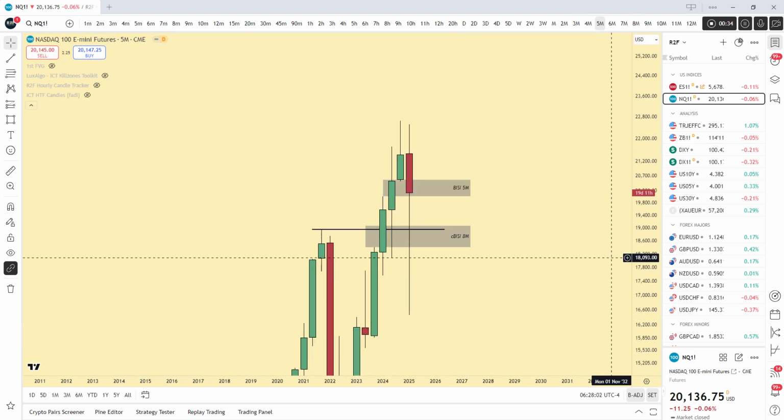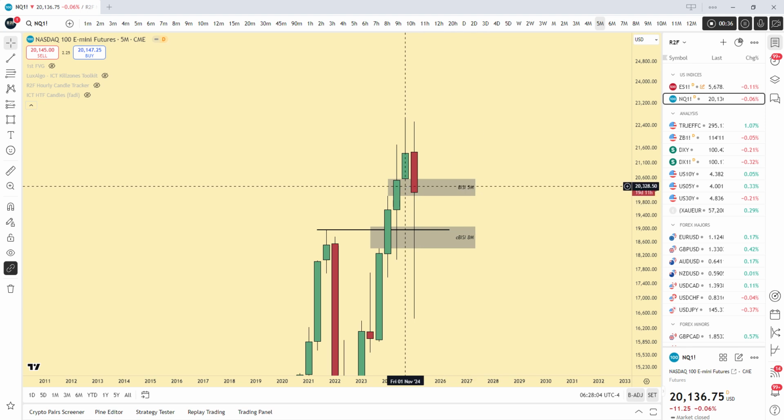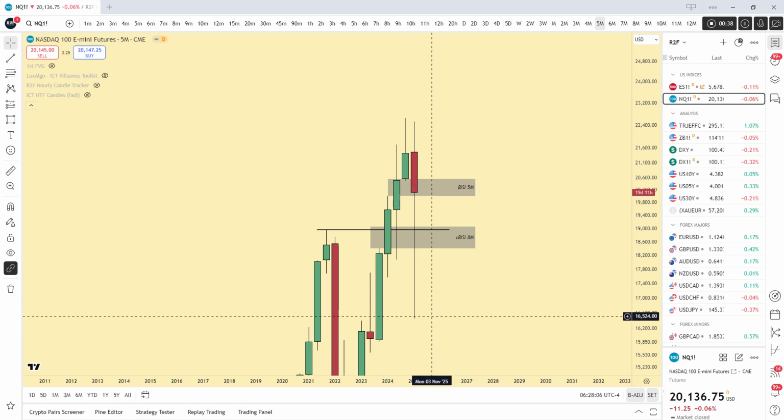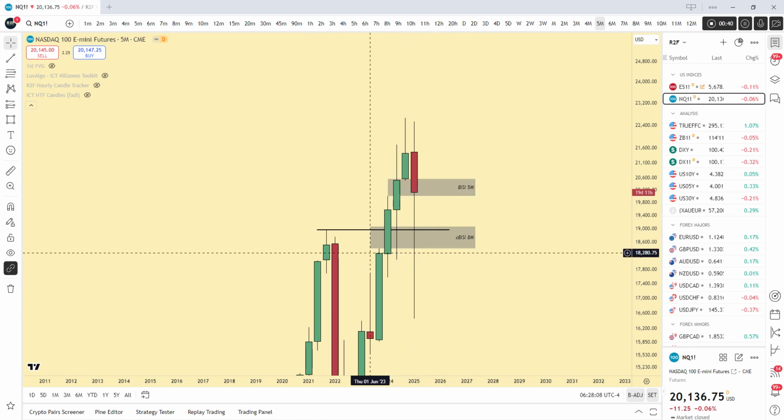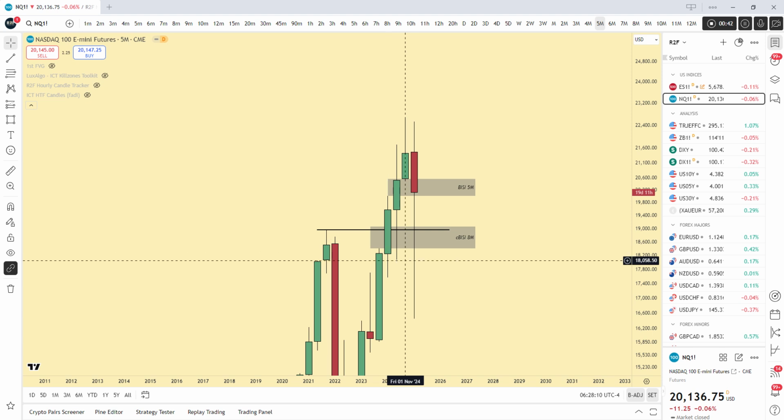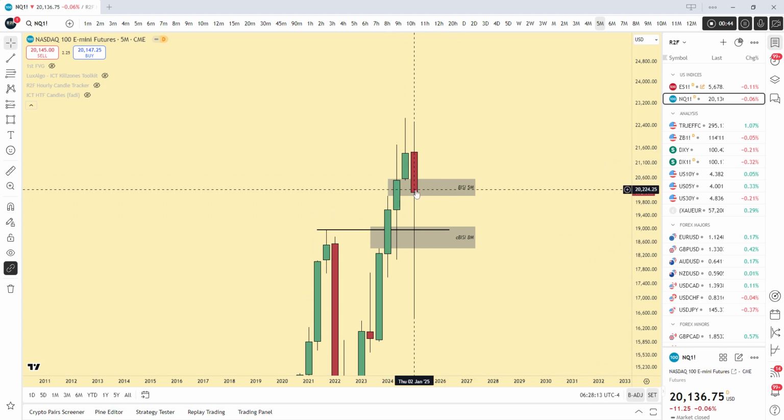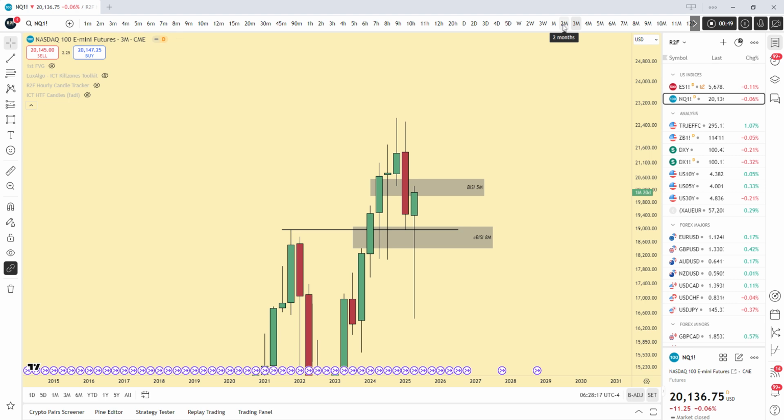Going down to the 5 month, we even have a 5 month gap up here as well. Order block down here, reclaim order block down up here, wick over here. Came down pretty quick. So let's go down to the lower time frames.